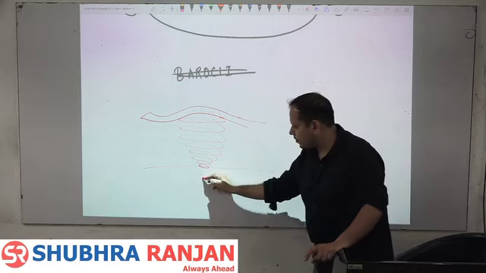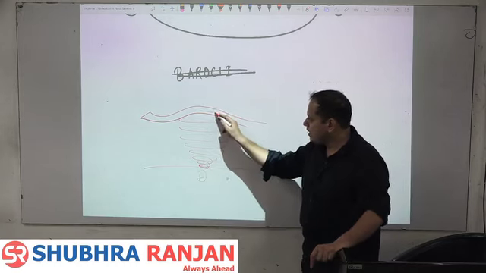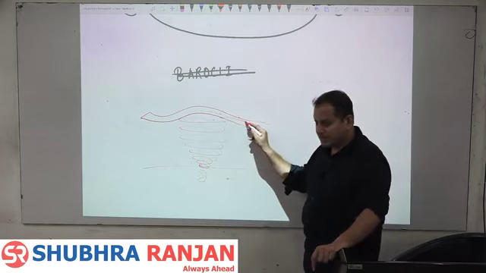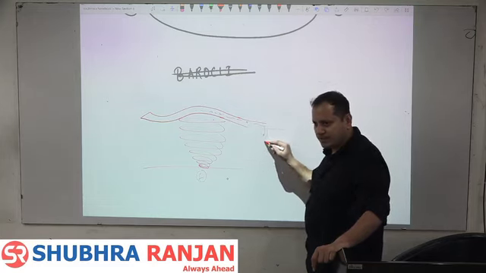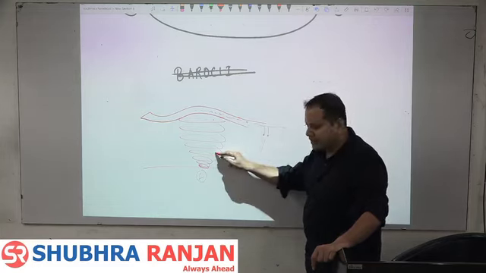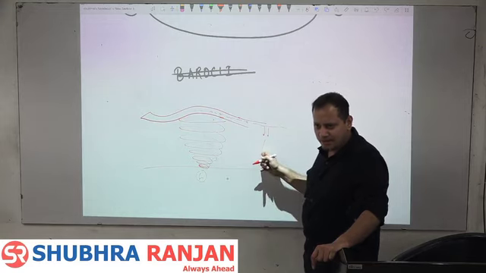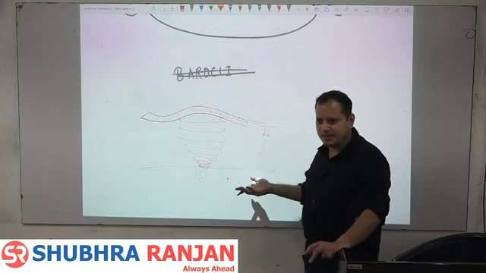And this is the low pressure. Excess air from here will become denser and heavy, and therefore it will settle down somewhere, and this will be high pressure. This will be cyclone, this will be anticyclone. Simple is the baroclinic wave theory.